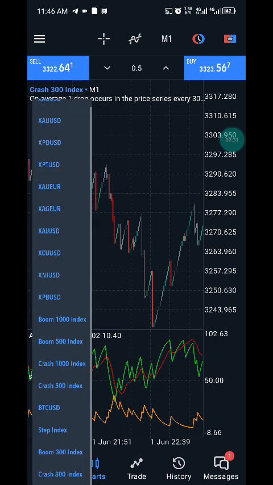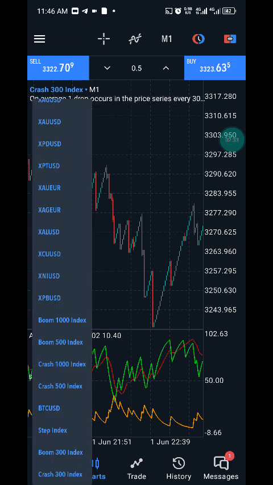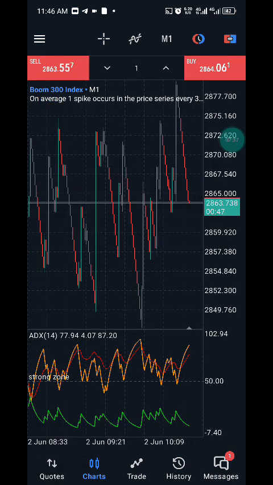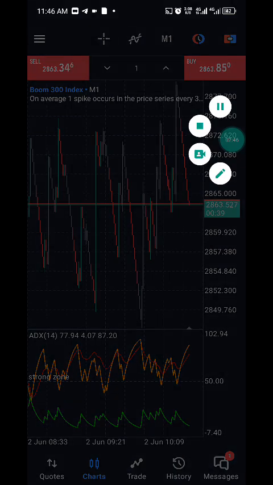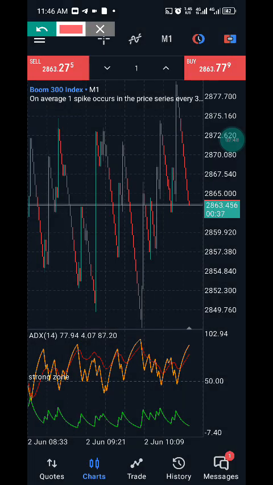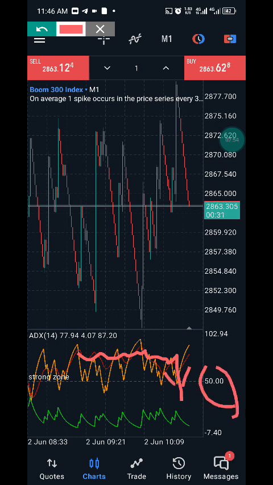So let's check out how it also works on our Boom 300. Since we know that Crash 300 is the opposite of Boom 300, we can see that the same process will also work here. Anytime we have our red line, which is given on our histogram now, cross over the 50 level, that is when we are going to enter our trade.